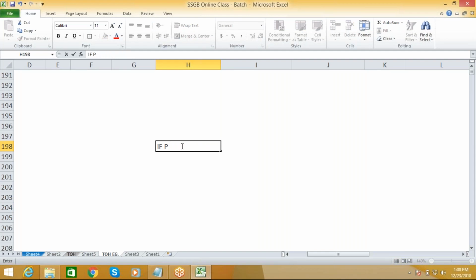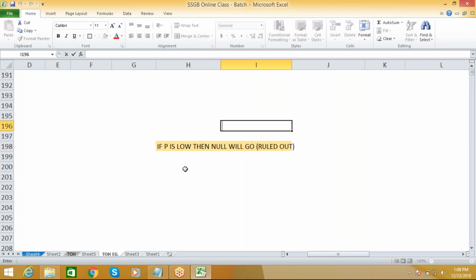Okay, sorry, he gave me the other clue. So he gave me: if p is low, then null will go. You need to be careful with the meaning of go over here, not go ahead. It is ruled out, not applicable. He told me, haven't you heard of this famous clue which says that if p is low, then null will go? So I'll just explain this to you.